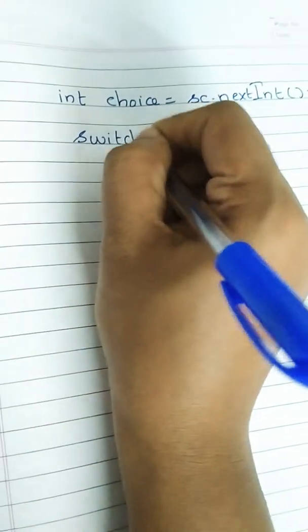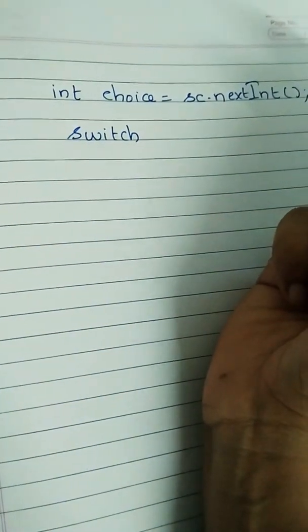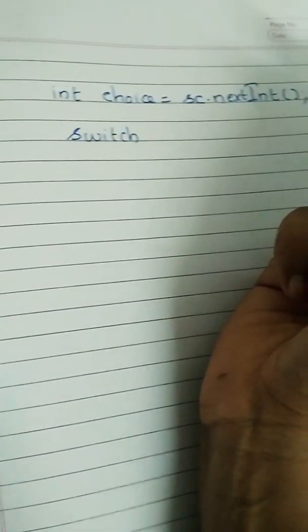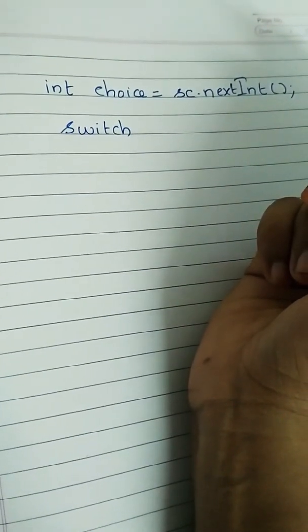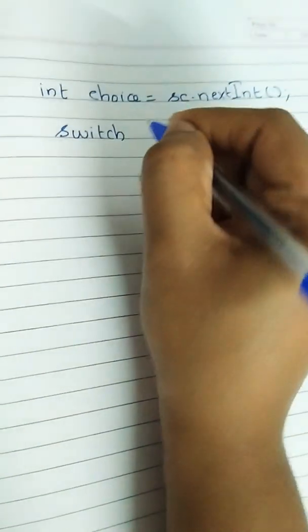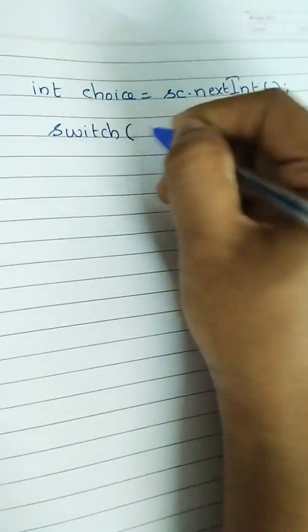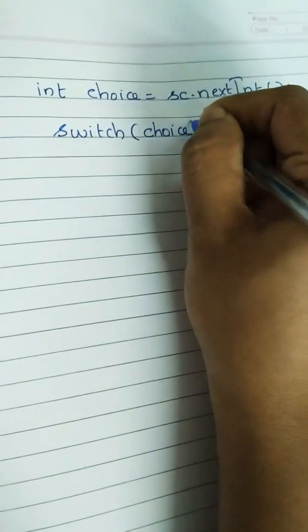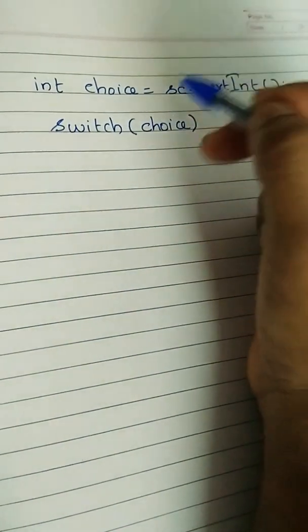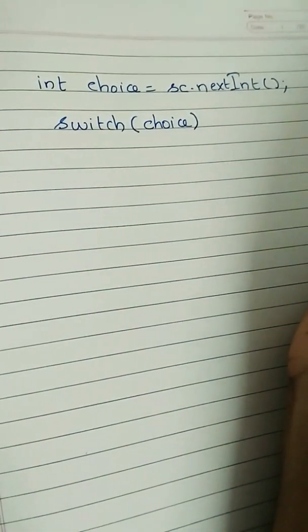After getting a choice, what you have to do is use a multi-branching statement, that is your switch. Switch is a multi-branching statement which is used for checking only equality. Here I want to check whether there are any matching cases for the choice, and you will write the variable choice inside the switch. Here one more thing we have to note: unlike if else, switch will not take a relational operator like less than, greater than.